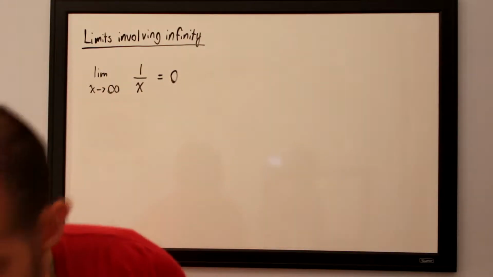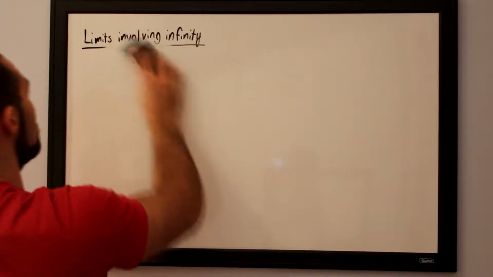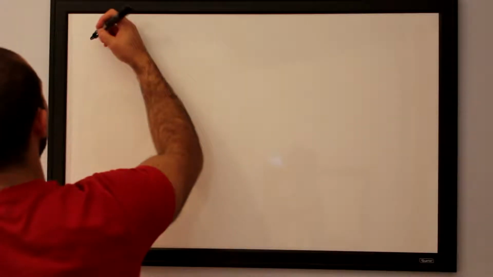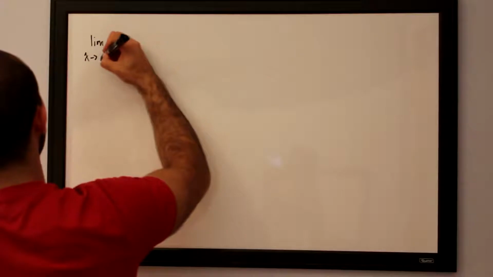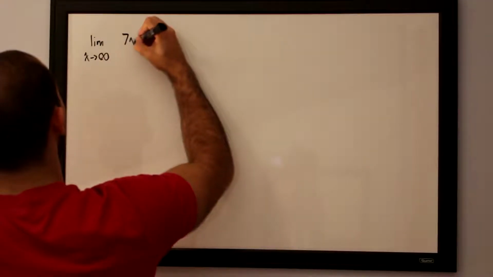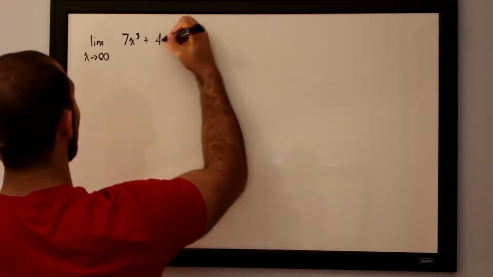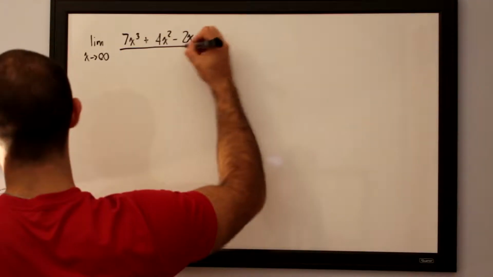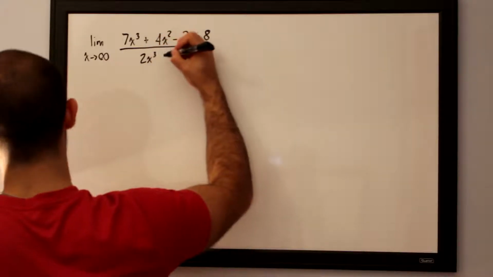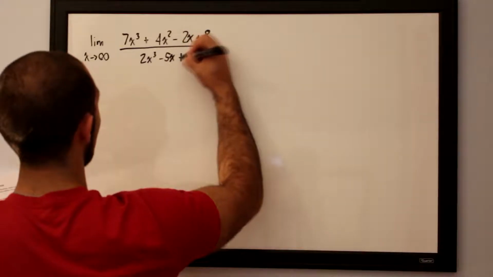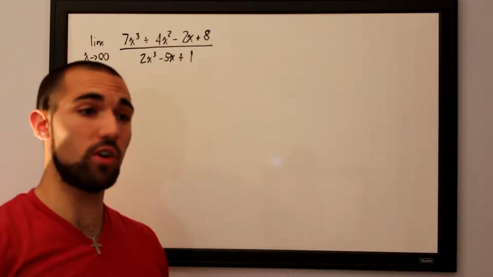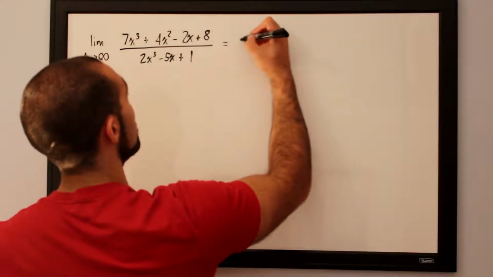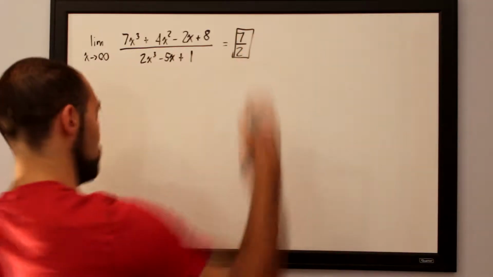And now we're going to be evaluating some slightly more complex polynomials. And this is where your limits are actually going to settle on a definite value. So say we wanted to evaluate the limit as x approached infinity for 7x to the third plus 4x squared minus 2x plus 8 all over 2x to the third minus 5x plus 1. And we can tell right away simply by looking at this function that the limit is going to be equal to 7 over 2, using a trick that I'm going to disclose in just a moment.